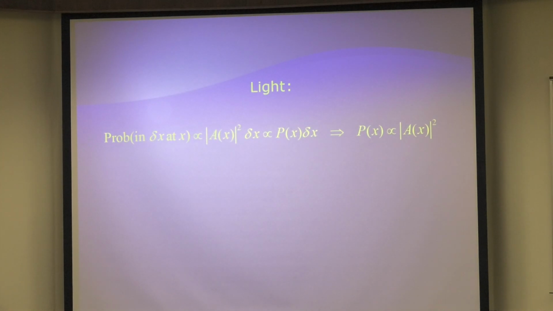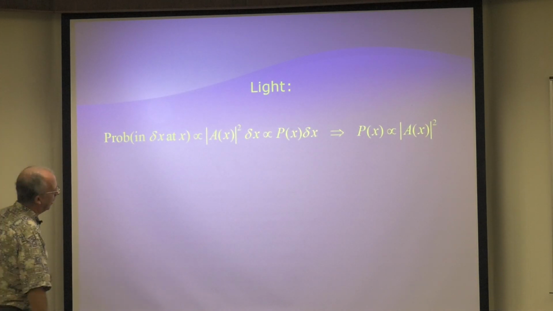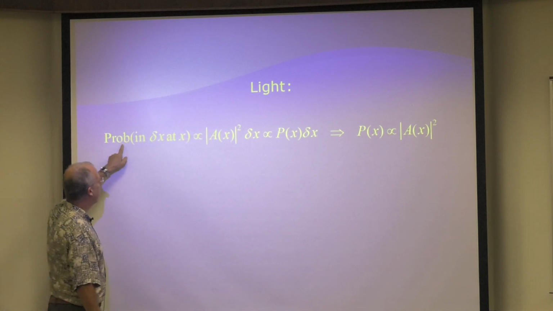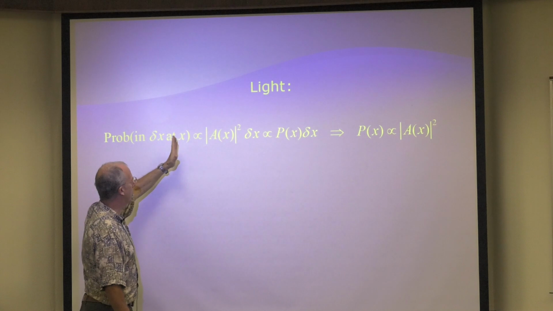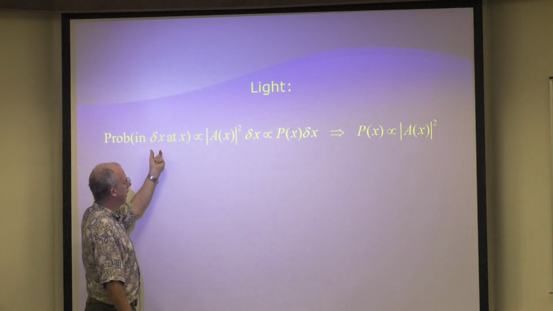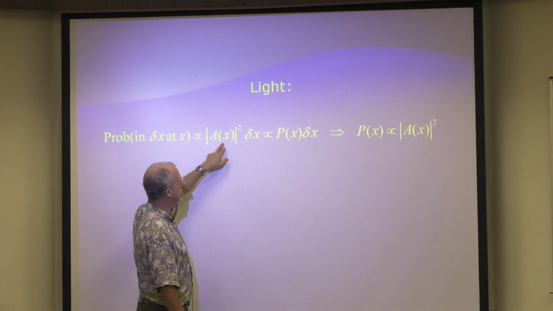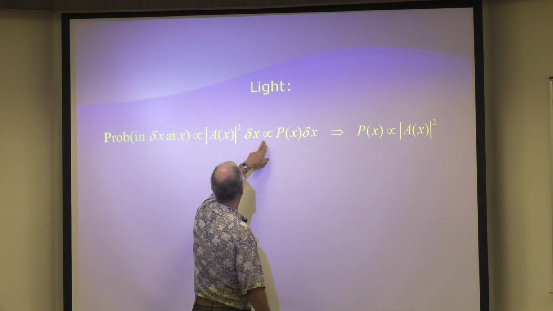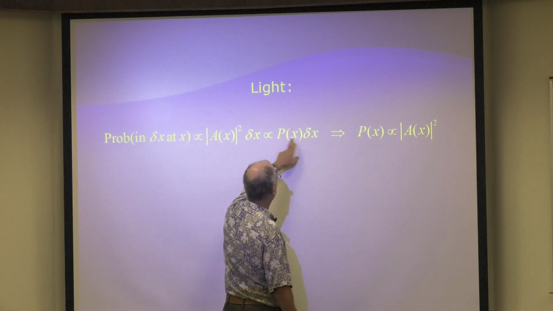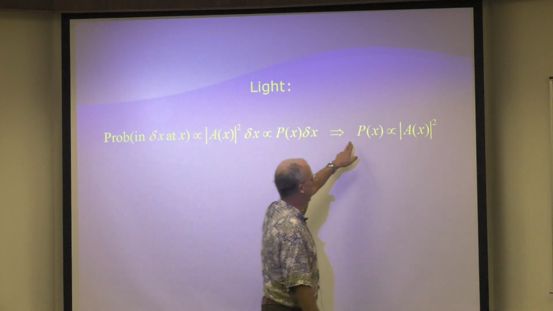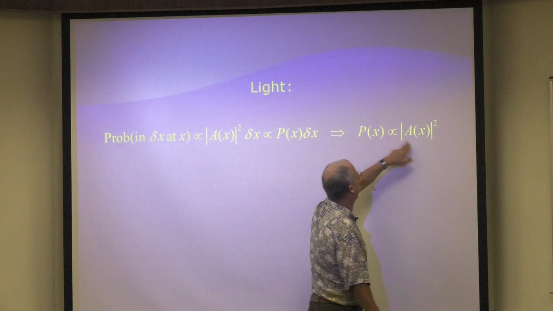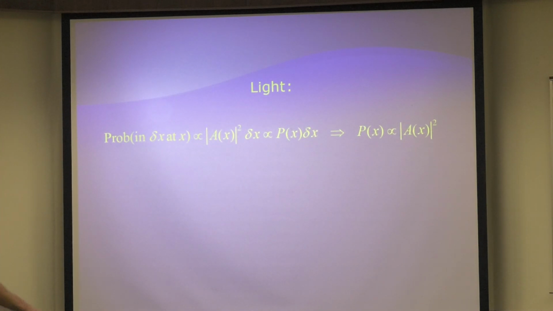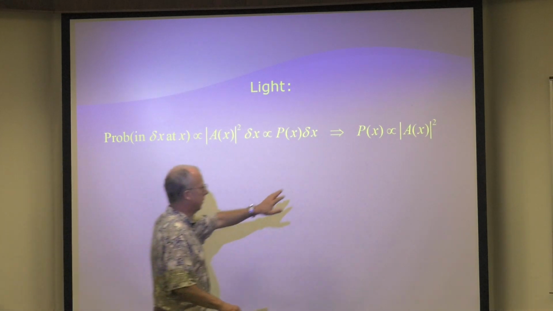Now, for light, you're going to see this often in this chapter and the next chapter. The probability that a photon lands at some value of x within a little width delta x is proportional to the wave amplitude squared times the width, and that's how we came up with this. Agree? So we did that in gory detail. This was our great equation.